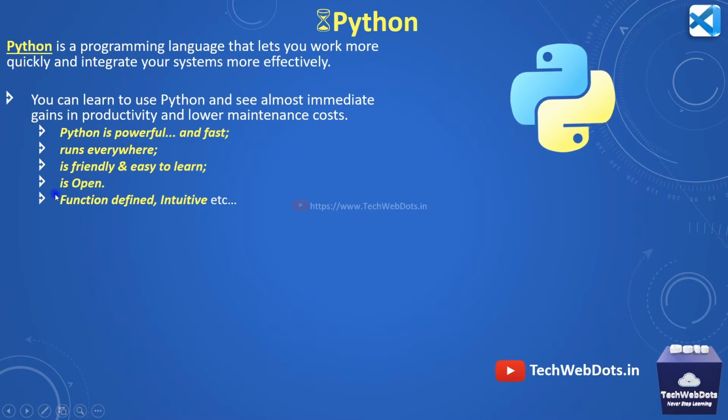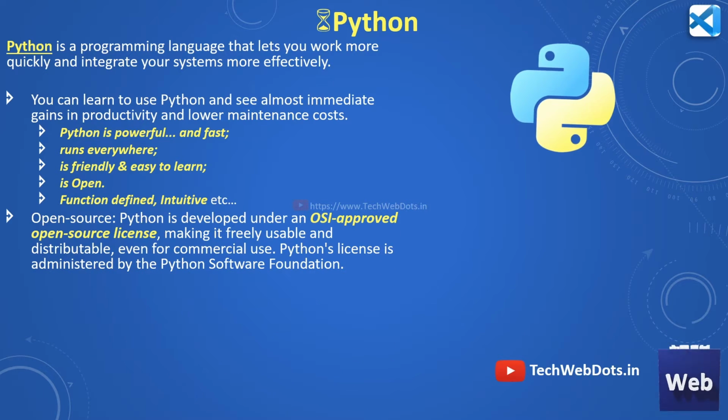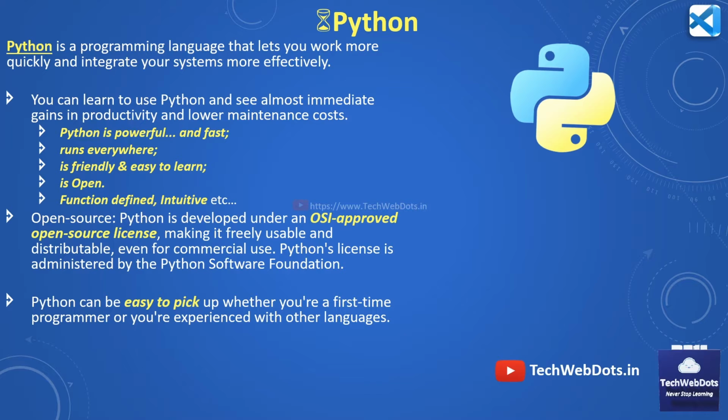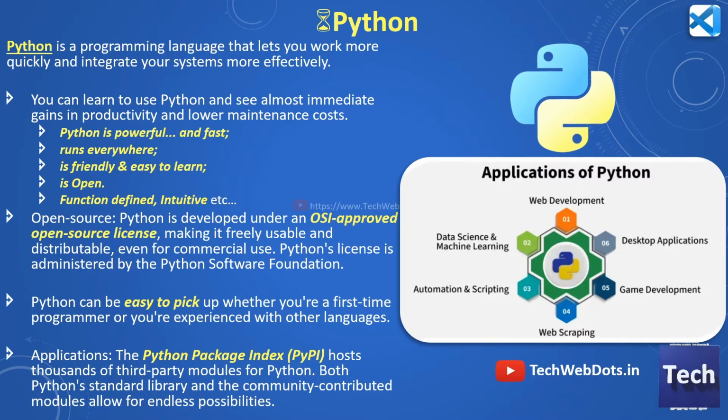And we have every function defined. You can specify functions, you can use different features, and it is intuitive, meaning you can do quick calculations very easily in Python. So when we say Python is open source, it is developed under an OSI-approved open source licensing, and that makes it freely usable and distributable even for commercial use. The Python license is administered by the Python Software Foundation. Python is easy to pick up whether you are a first-time programmer or you are experienced with other languages.